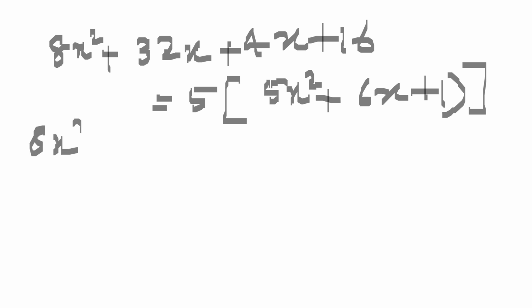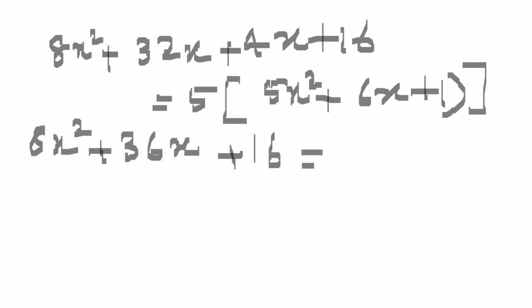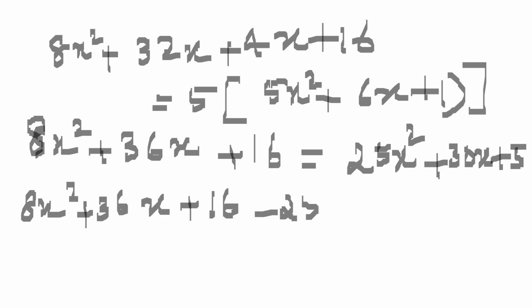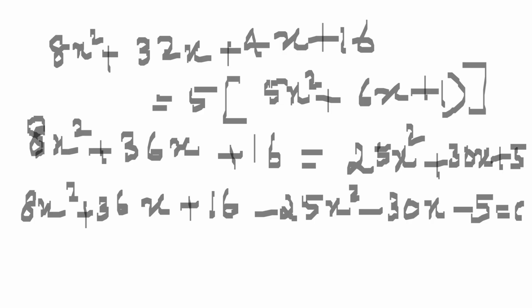Now 8x squared plus 36x plus 16 equal to, we can open the bracket, 25x squared plus 30x, 6 fives are 30, plus 5 into 1 is 5. Now bring all the terms to the left hand side so that we can get a quadratic equation: 8x squared plus 36x plus 16 minus 25x squared minus 30x minus 5 equal to 0.